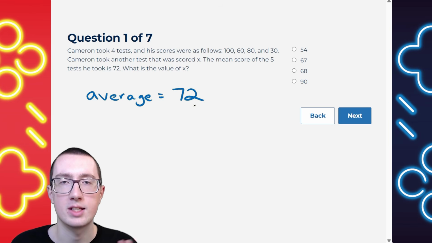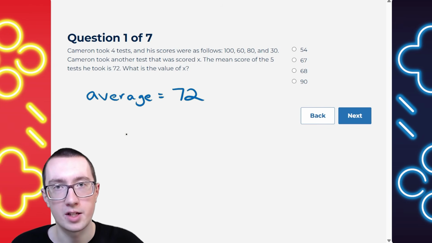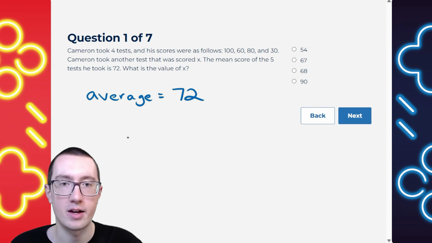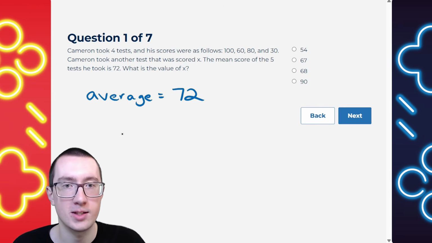Now, whenever you have something that says we need to solve for X, even if it's in a word problem, that usually implies that we should be doing some sort of algebra, right? So how do you find an average? Well, you always add up all of the numbers and then you divide it by how many numbers there are. So I'm basically just going to write out as an algebra problem how we would find the average. So we're first going to add up all of the test scores.